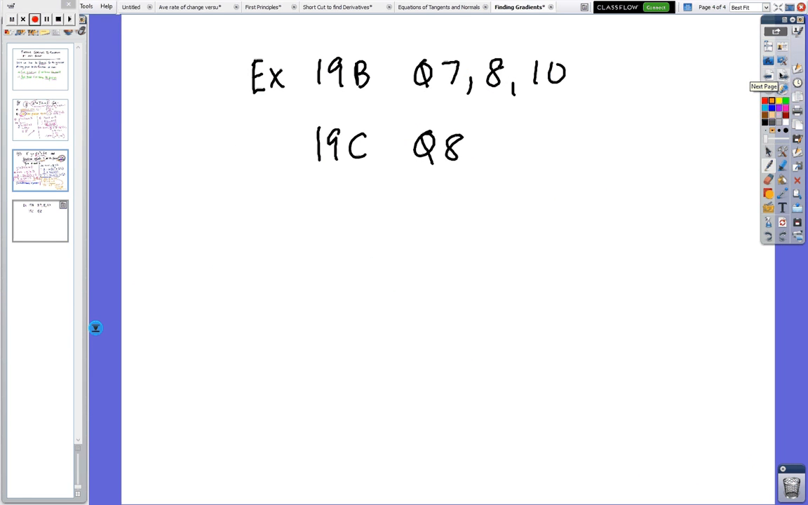Okay, so in this exercise, I think these are straightforward gradients, and I think these ones may be finding the letters. Okay, so have a go at those and ask questions if you need to.